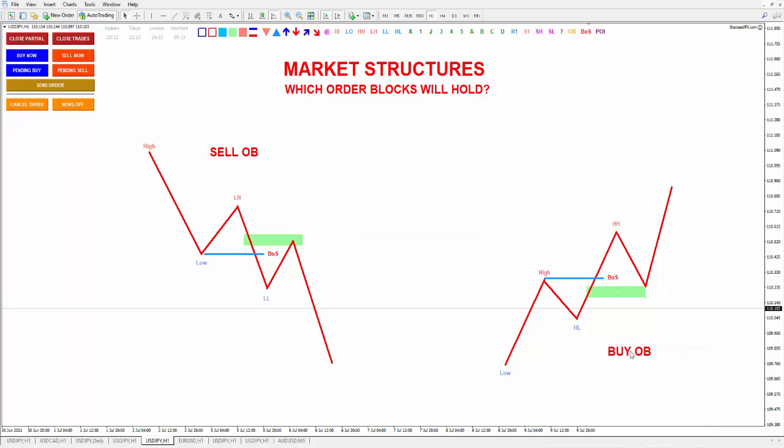All right? So if you want to look for a buy order block pattern, you want to look for this pattern with this level. Higher low, creating a higher high. This is lower high, creating a lower low. Then you can start looking for the order block.